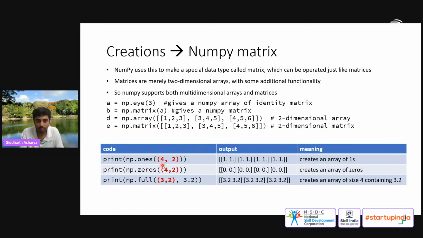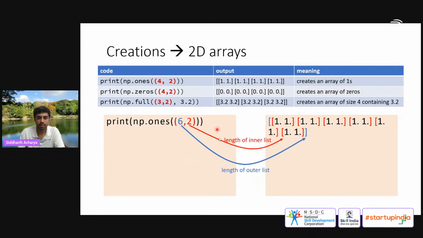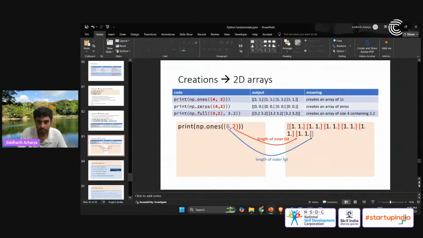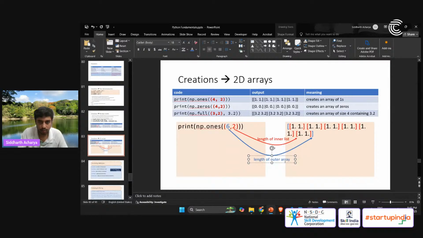So here we saw that 4, 2: the outer array is of length 4, the inner array is of length 2. Right, 4, 2, 0, 0, np.full 3, 2: the outer array is 3, the inner array is 2. Right, so this is what I was telling as well. Length of outer list, I would change it to length of outer array and length of inner array. Let me do the positioning.